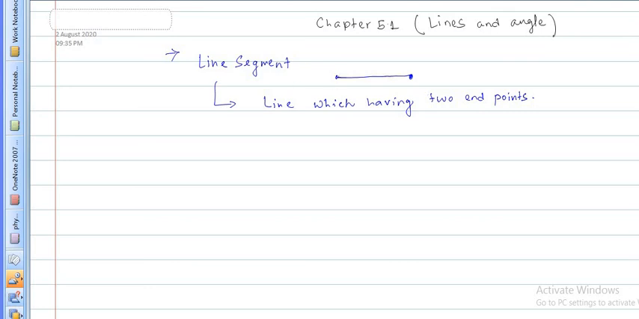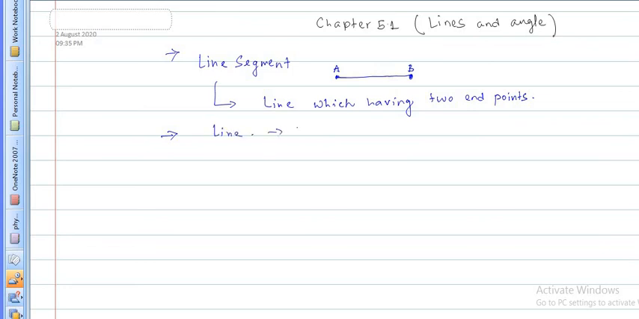Now this is one endpoint. Let us take this is A. This is another endpoint. Let us take this is B. So this line is having two endpoints. Yes or no? So this is known as what? Line segment. Now similarly, next definition is what is a line.